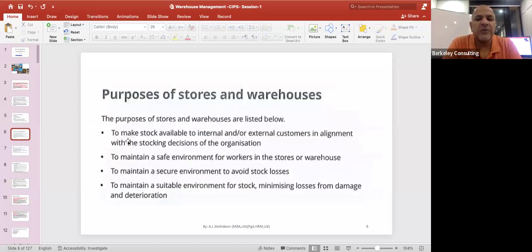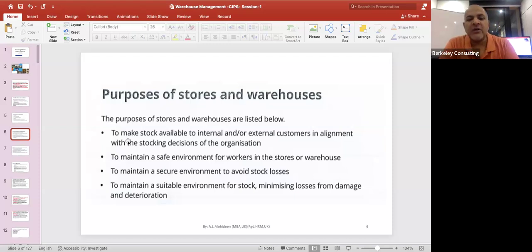The purpose of the stores and warehouse is to make stock available to internal or external customers in line with the stocking decision of the organization. According to the demand, things are going to be stored. You have to make sure that number is already there.